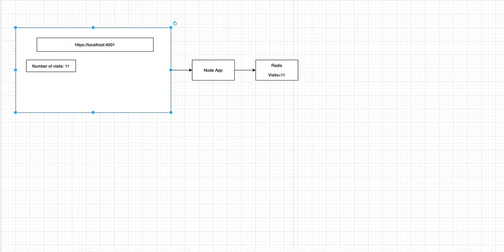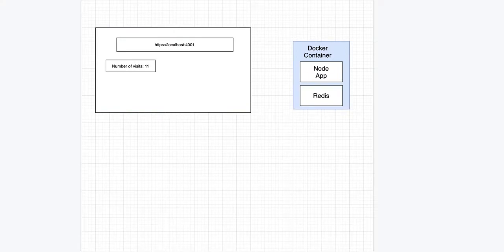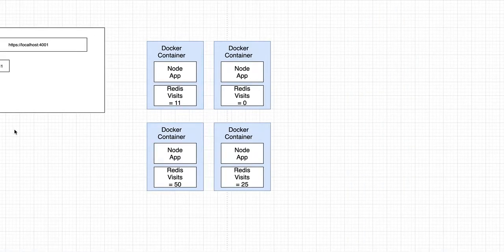So without further ado, if we take a look at the Docker container, it looks like this. You might be thinking that we have to run two applications, Node app and Redis, so we are going to bundle them inside one Docker container and run them. Now, obviously, this can be done, but there is a problem with this architecture, and that problem can be better understood from this diagram.